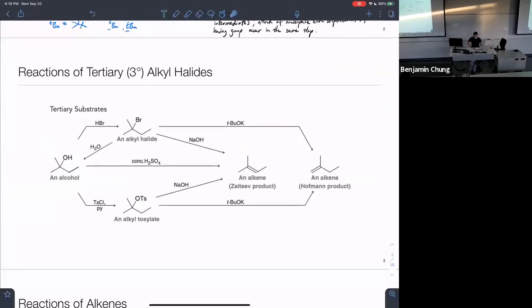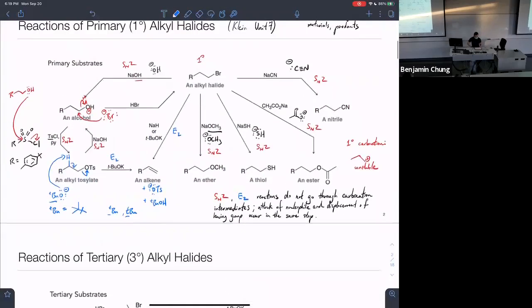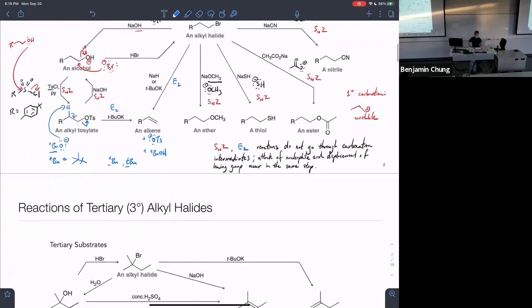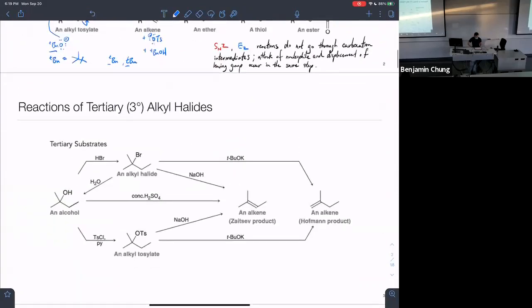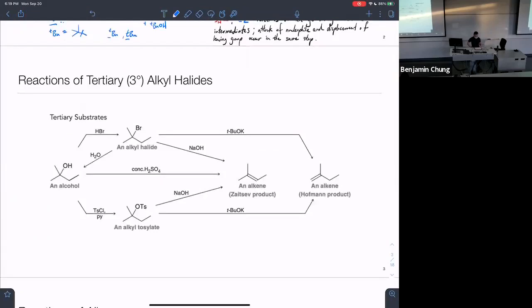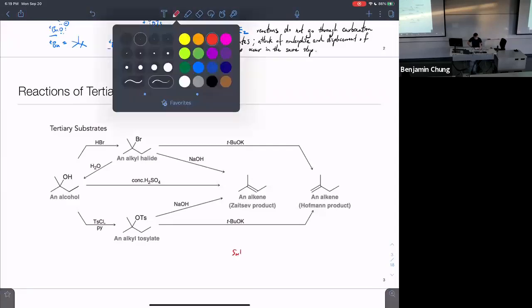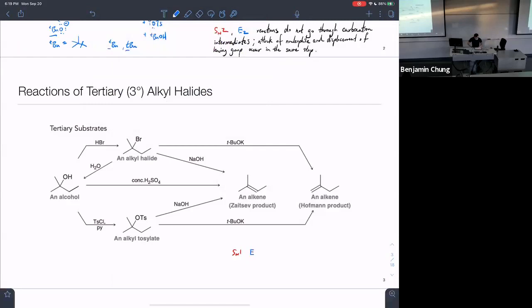So with tertiary alkyl halides, we have, actually, I've been saying tertiary and primary like you guys already know what that is, but do you guys know what primary and tertiary means? Okay, at least you remember that. Good. Okay. So the thing with tertiary alkyl halides is instead of seeing SN2 and E2 reactivity, we see SN1 and E1 reactivity. So I'm just going to put a little blurb in the bottom of this slide.